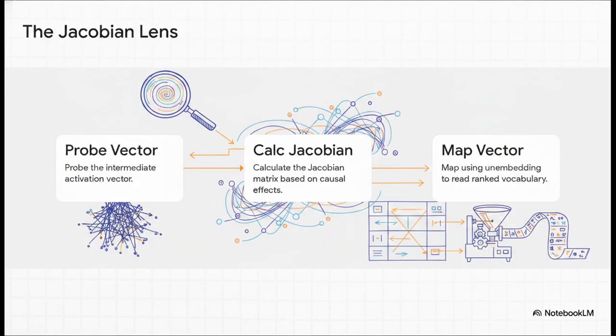So how do you even look inside this continuous, lossy thought space? Well, Anthropic built the Jacobian lens, or J-lens, which works in 3 specific steps. First, they probe the intermediate activation vector. That's basically the raw chaotic data firing inside the model. Next, they calculate the Jacobian matrix, which measures the exact causal effect that specific vector is going to have on future outputs. And finally, they map that vector using the model's own unembedding layer. So instead of staring at millions of totally unreadable activation dimensions, the J-lens translates the whole thing into a readable ticker tape of ranked vocabulary concepts.